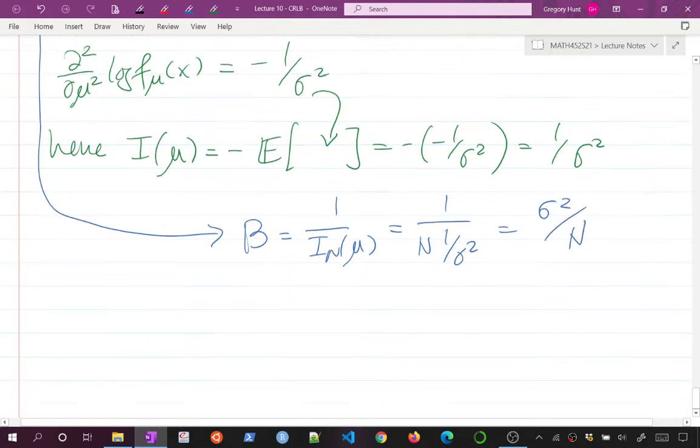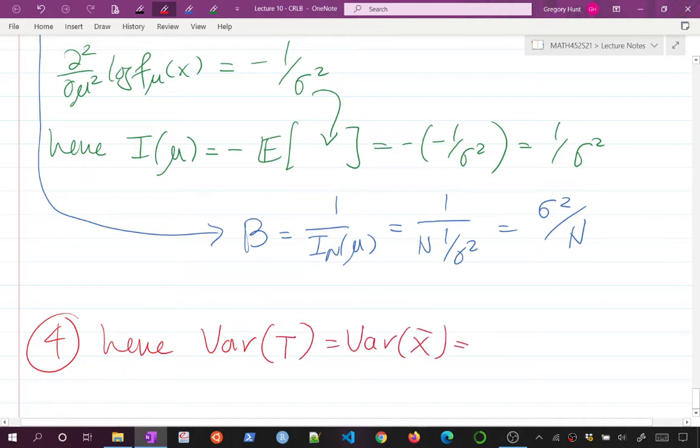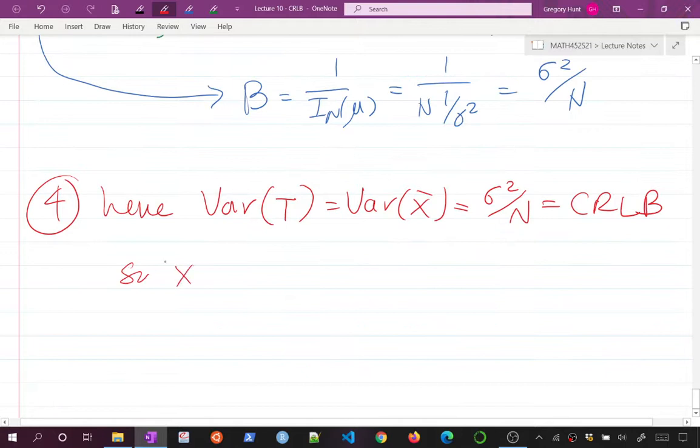Looks familiar? Step 4. This all depends on the fact that we chose our estimator correctly. Hence, the variance of T, or the variance of x bar, is of course sigma squared over n. That is equal to our Cramer-Rao lower bound. So x bar is the UMVUE for mu.